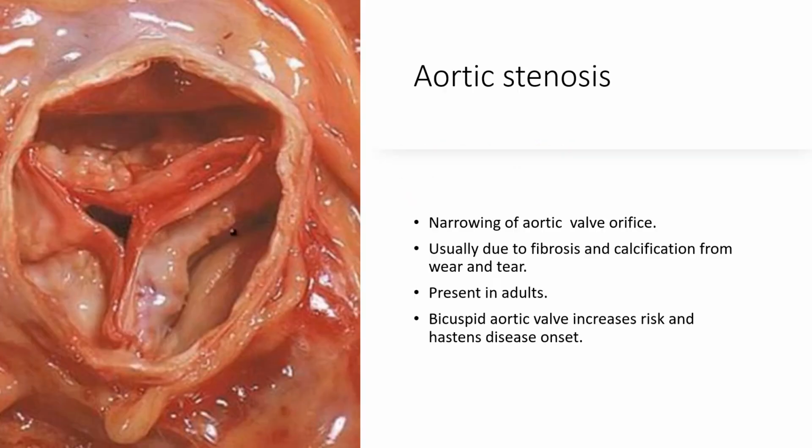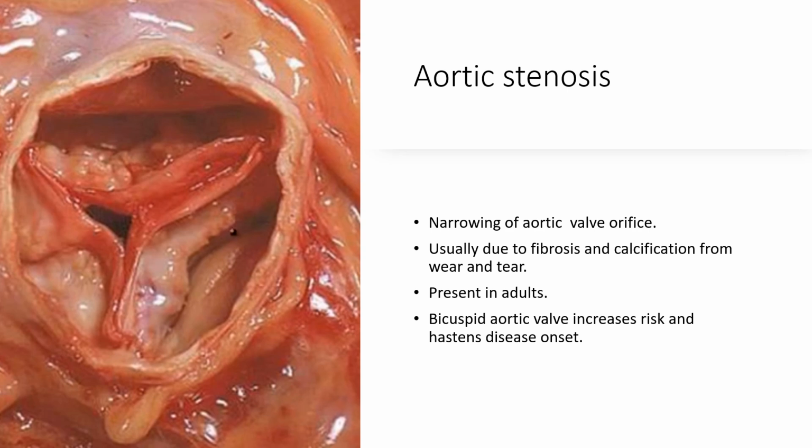Now coming to aortic stenosis. It is narrowing of the aortic valve orifice, usually due to fibrosis and calcification from wear and tear, and it is present in adults. And guys, a bicuspid aortic valve increases the risk and hastens disease onset.